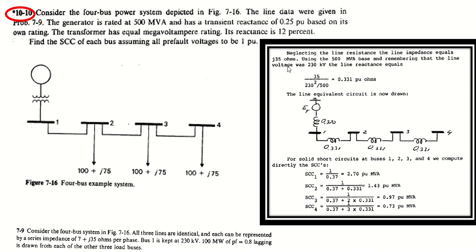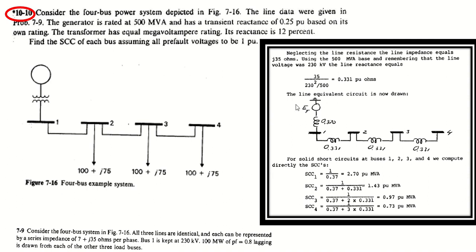So we're going to neglect the resistance. We are only going to consider j35 ohms using the 500 MVA base and remembering that the line voltage was 230 kilovolts. The line reactance equals 35 divided by 230 squared divided by 500. Okay, remember this formula. So this will equal 0.331 per unit ohms.